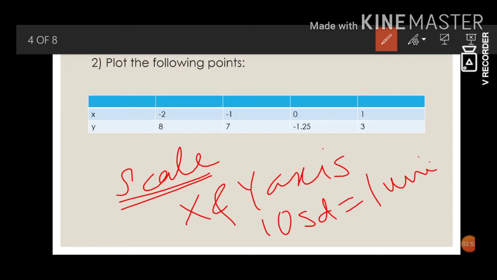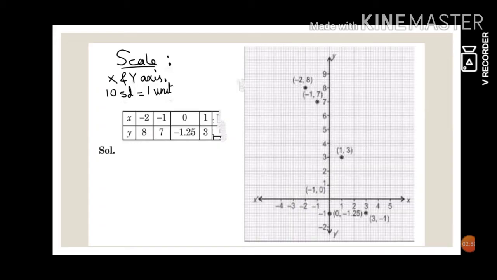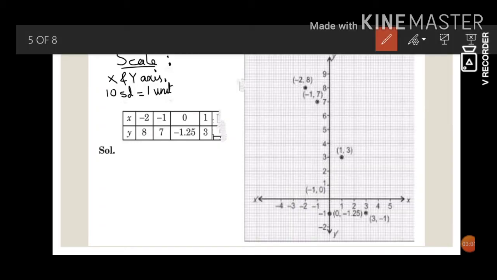I have written it in ink and you can see it in the following slide. So this is the slide. You can see I have written the scale in ink. It is very important to write the scale, and then I have plotted the points in the graph.